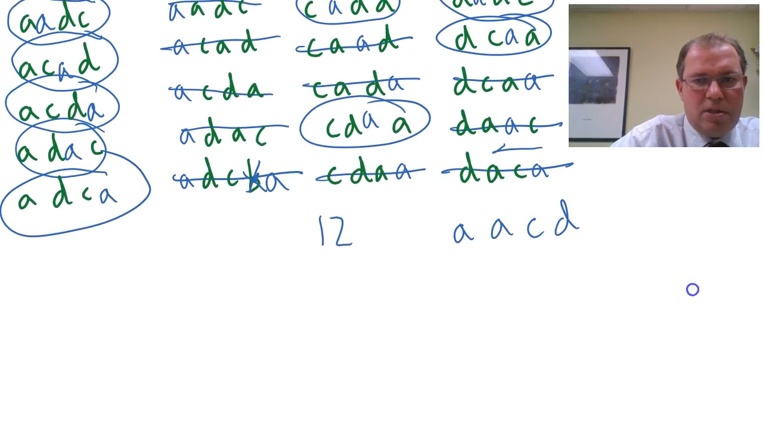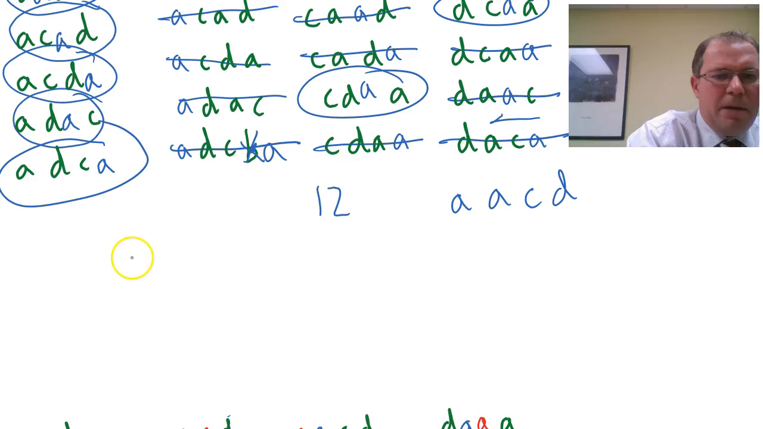So this is how we can do that in a quicker way. If we imagine A, C, D are in fact all different, we know there are 4 factorial ways.